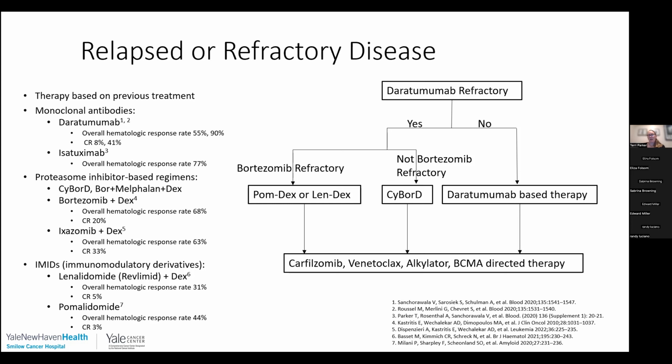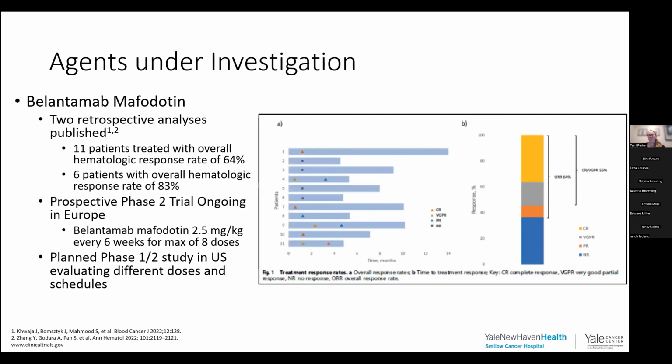If someone is refractory to bortezomib, then our next line of therapy is often an immunomodulatory agent, which could be either lenalidomide or pomalidomide, which are both oral pills that can be combined with dexamethasone. However, as we mentioned, a lot of our patients do develop relapsed refractory disease or do not have an organ response. So additional therapies are needed. So what's on the horizon? These agents are currently under investigation.